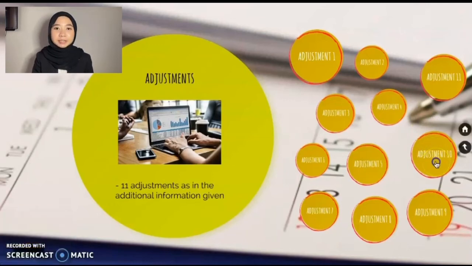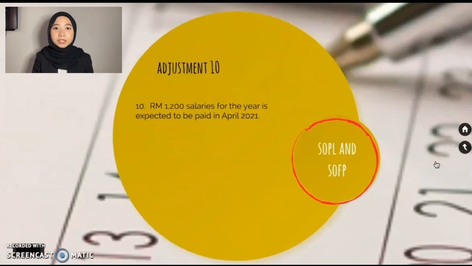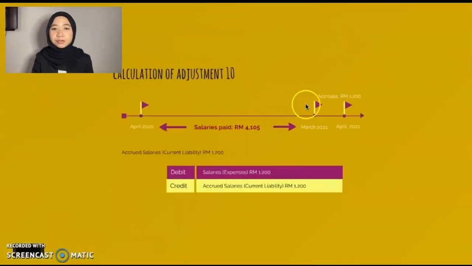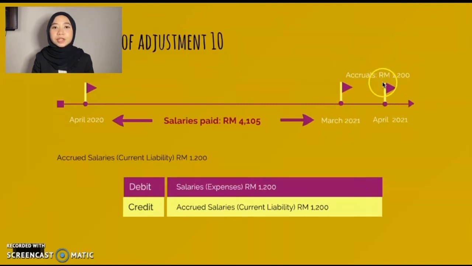Now, we look at adjustment number 10, which is 1,200 salaries for the year expected to be paid in April. This means 1,200 is not accrued yet in the accounts. We have to accrue 1,200 salaries, making it a total of 5,305 in the SOPL for the year. The same amount needs to be recorded in the SOFP and the accrued salaries account. The entries are as shown.